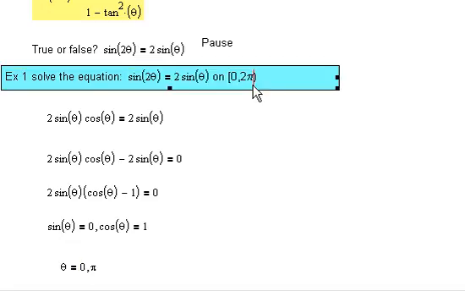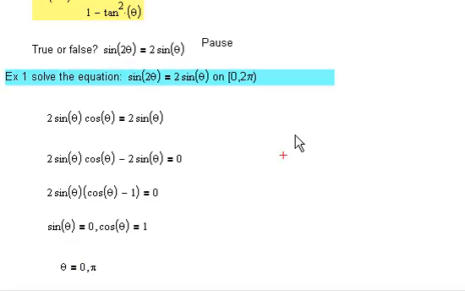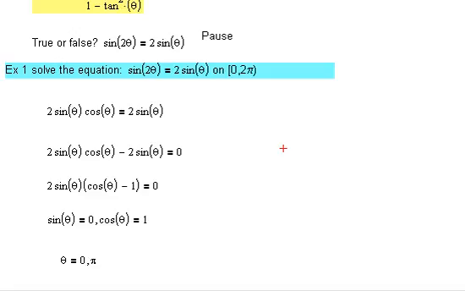2 pi is not considered part of the interval since it's a round bracket there. And so the only place where this is true is at 0 and at pi. So everywhere else, sine of 2 theta does not equal 2 sine of theta.